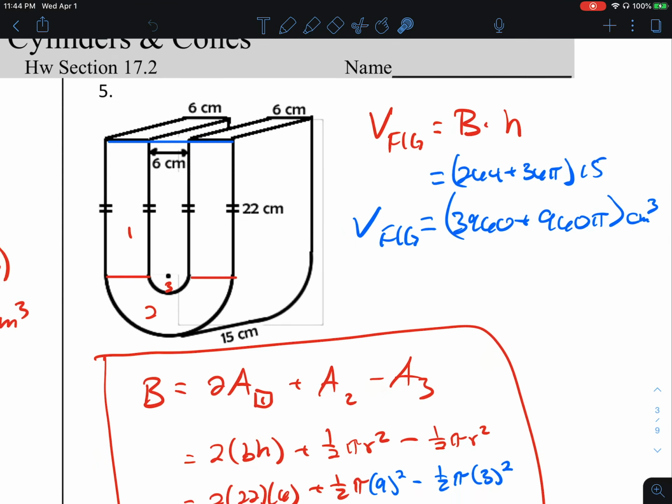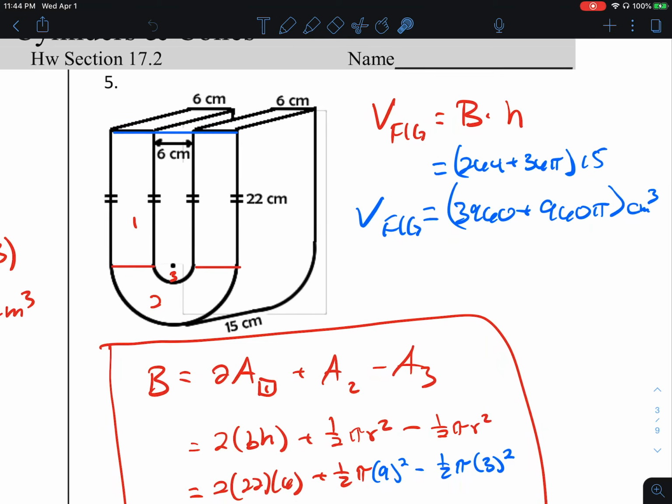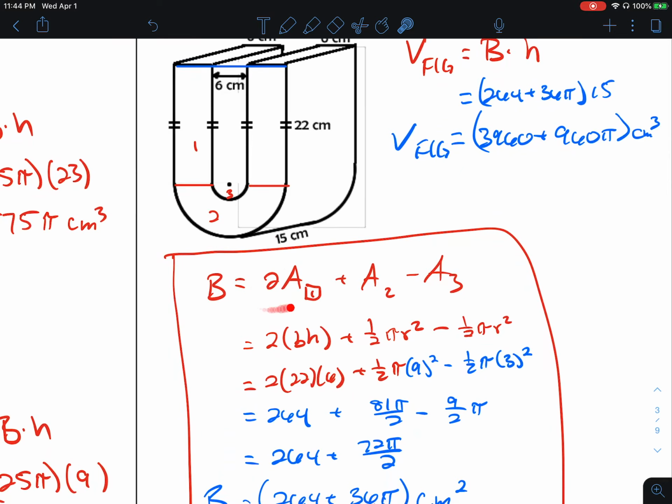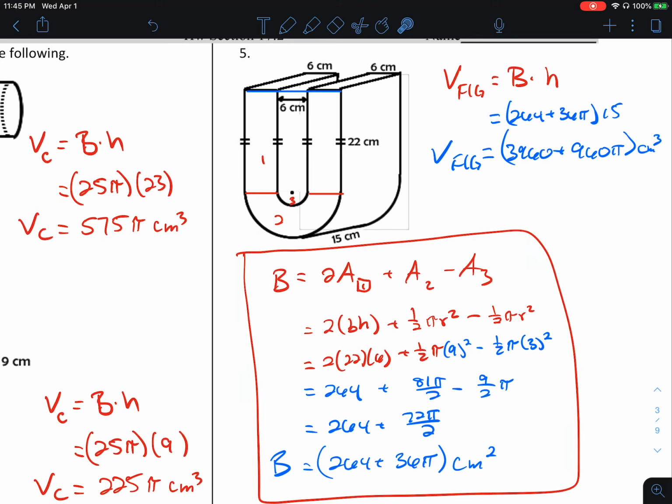Number 5, we have this U-shape fella with this part here in the middle missing. So to find the area of the base, we got this rectangle, and there's 2 of those. They're the same dimensions, 6 by 22. And then we have this semicircle. If we find all that area, we found too much because this part of the semicircle is missing. So we're going to take 2 times the area of these rectangles, because there's 2 of them, plus the area of this semicircle minus the area of this tiny semicircle.